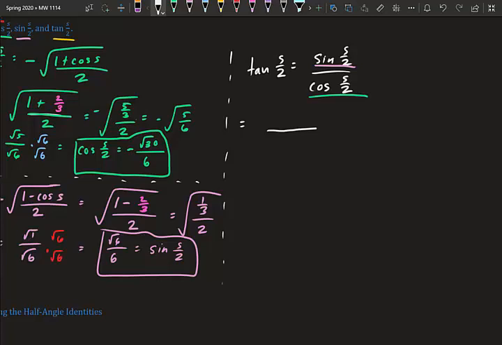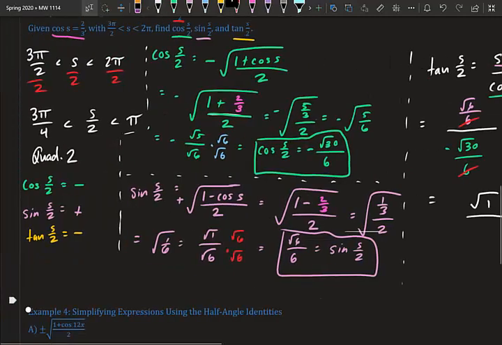So we have sine s over 2, which is square root of 6 over 6. We have cosine s over 2, which is negative square root of 30 over 6. Our denominators cancel. So we have square root of 6 over negative square root of 30. Let's keep simplifying, because we can. You see how they're both under radicals? We can actually simplify these fractions right now. Since they both have a radical, we can simplify this into square root of 1 over the negative square root of 5.